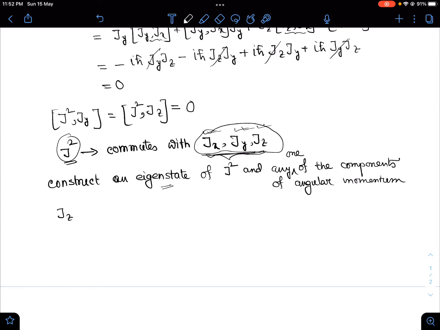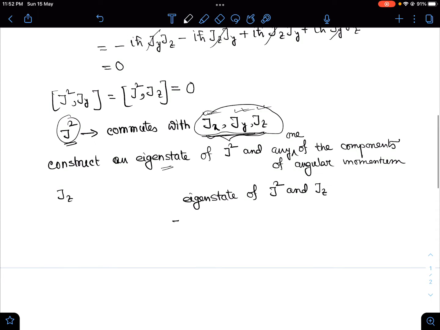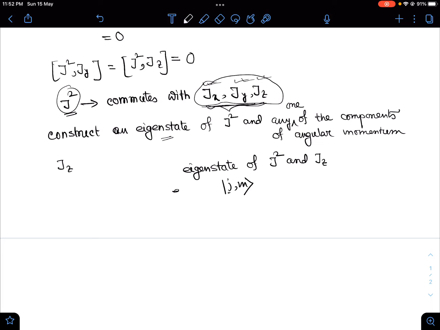So if we want to construct a state which is an eigenstate of J square and Jz, then you can find in any standard textbook that this eigenstate is denoted as |J, M>. So what are J and M, and what are the eigenvalues for these operators?